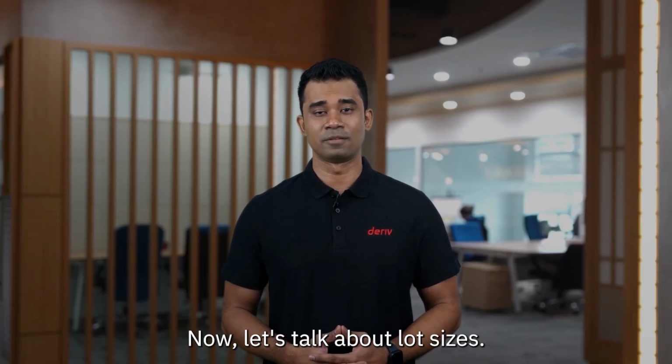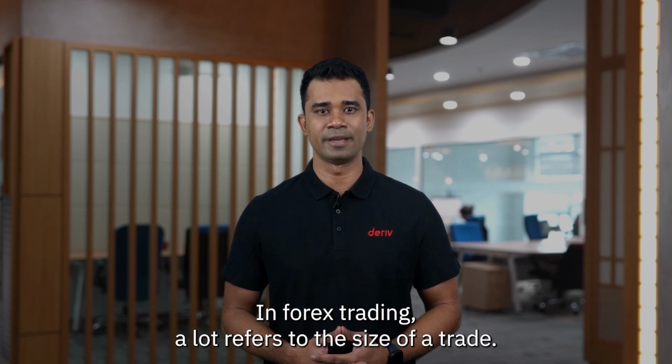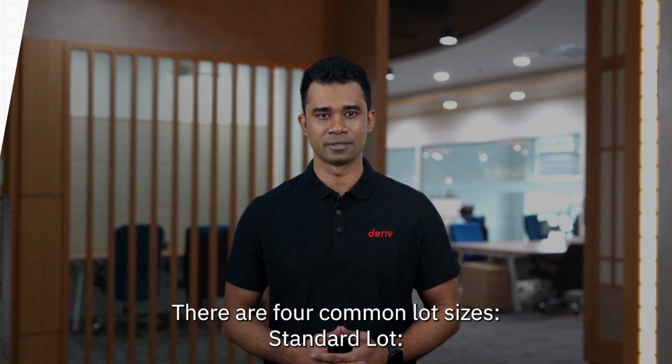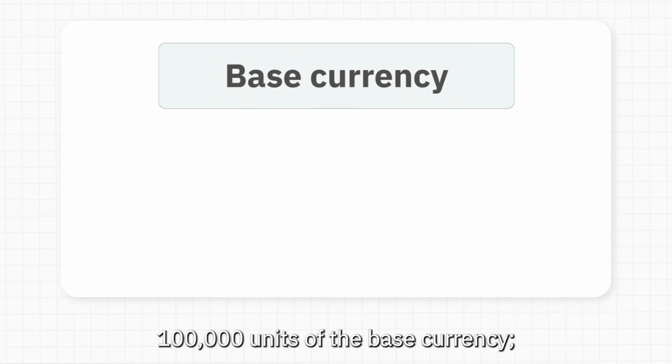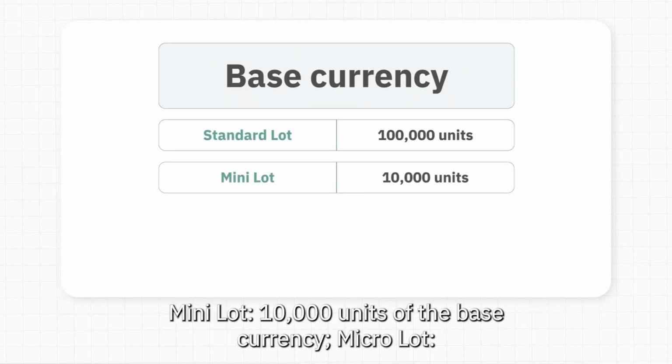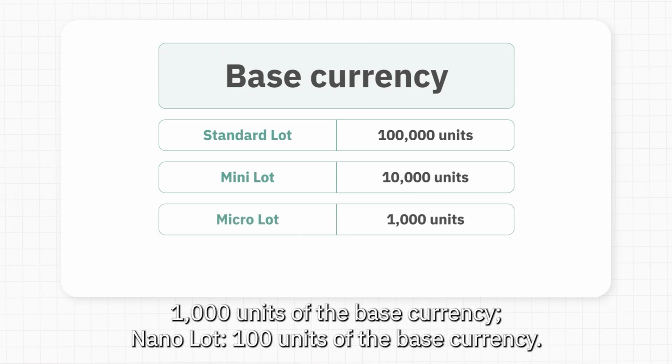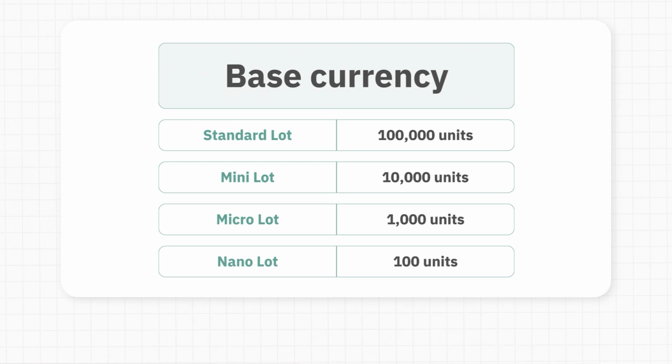Now, let's talk about lot sizes. In Forex trading, a lot refers to the size of a trade. There are 4 common lot sizes. Standard lot, 100,000 units of the base currency. Mini lot, 10,000 units of the base currency. Micro lot, 1,000 units of the base currency. Nano lot, 100 units of the base currency.